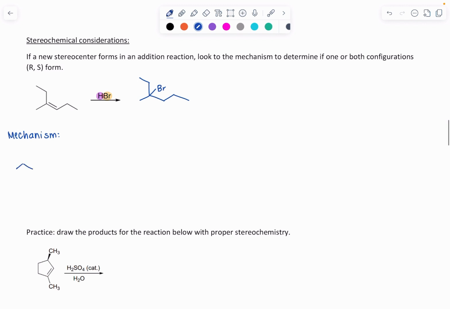Okay, so starting material, HBr, double bond, creates a bond to hydrogen. These electrons go back to bromine, and that's our first step. So we have the new hydrogen bonded right here, and we form a carbocation. Then bromine will add to the carbocation to form the final product.